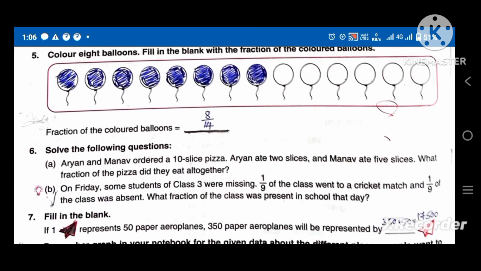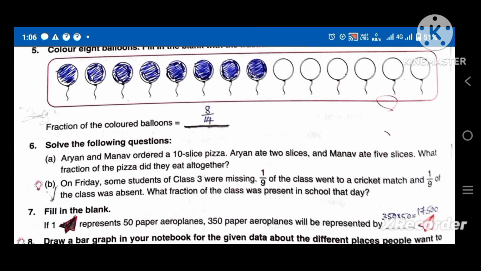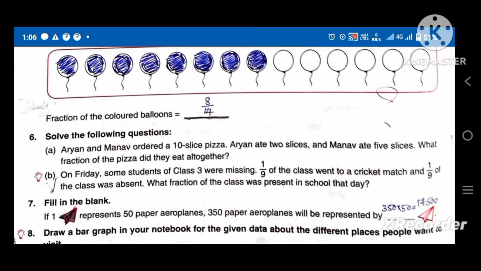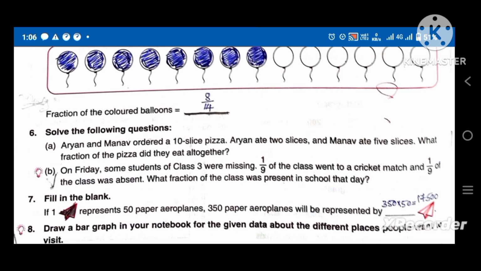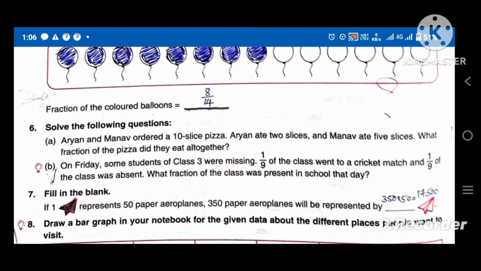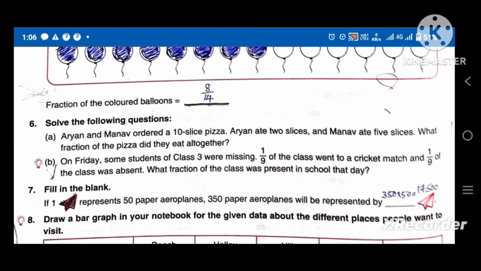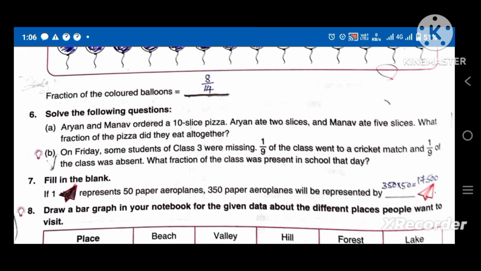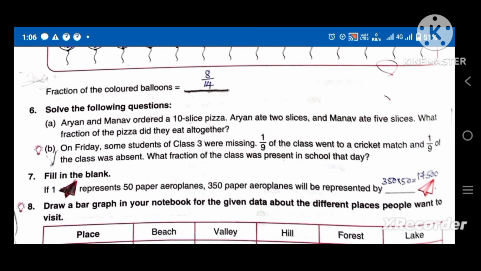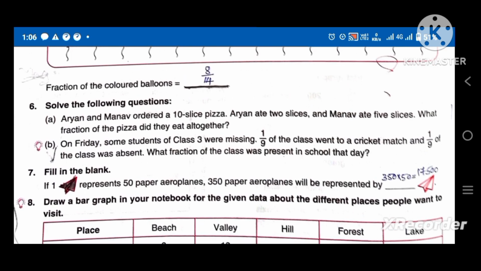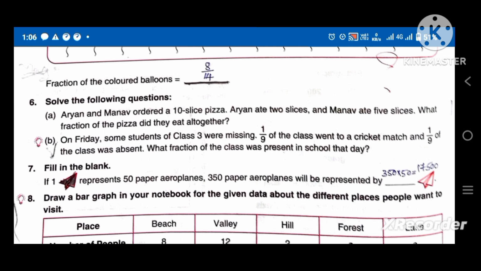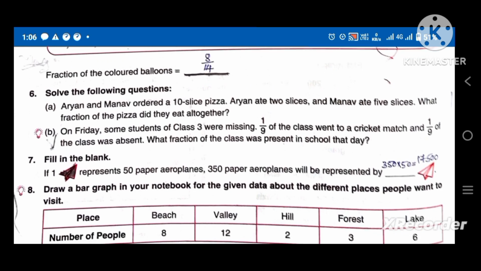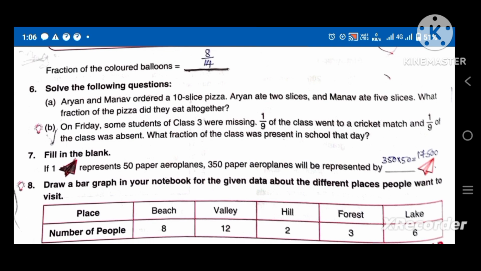Sixth main, solve the following questions. Below in this video we can solve these questions. Seventh main, fill in the blanks. If one rocket represents 50 paper aeroplanes, 350 paper aeroplanes will be represented by 350 into 50 is equal to 17,500.